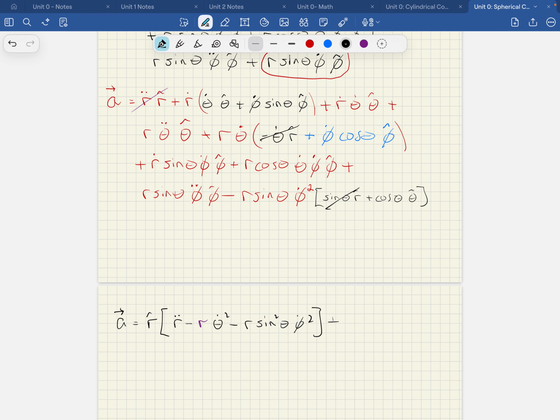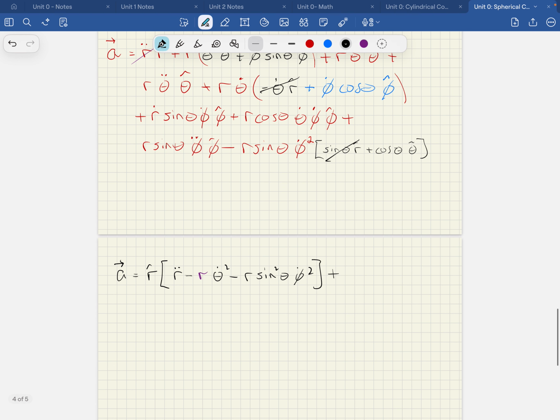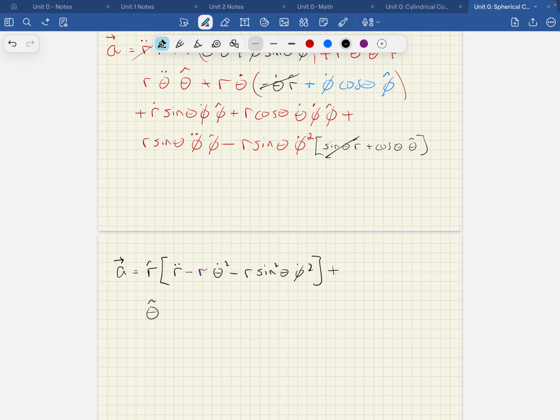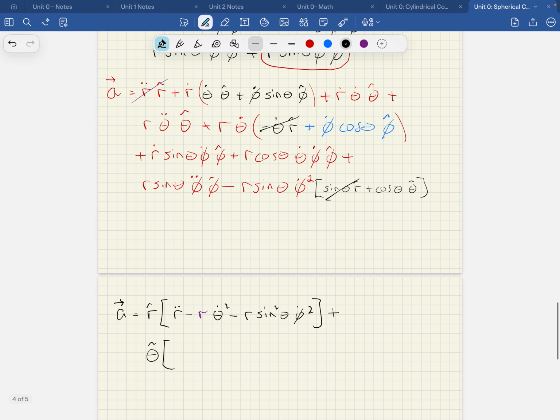Plus theta hat times, okay, and we've got an r dot theta hat here, and we've got another r dot theta hat here, so we've got 2 r dot theta dot. We've got an r theta double dot plus r theta double dot.